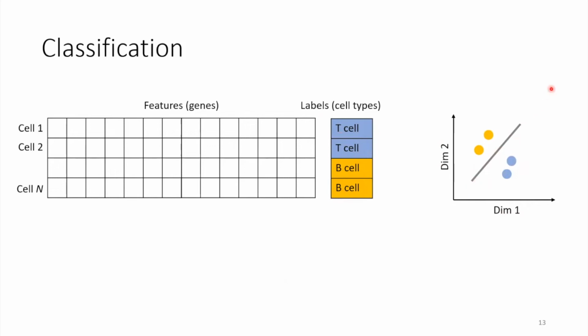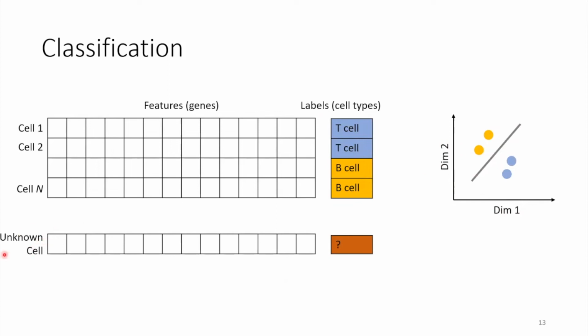So we learn this boundary that tells us where is the blue group, the T cells, and where are the orange cells, the B cells. Now if I get a new unknown cell, and I don't know what the label of the cell is, I can project it to this space, right? So then it lies over here. Because I know the boundary, I have learned the function that describes this boundary, I can say, okay, this is definitely a T cell.